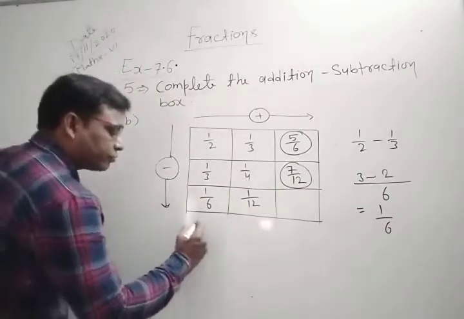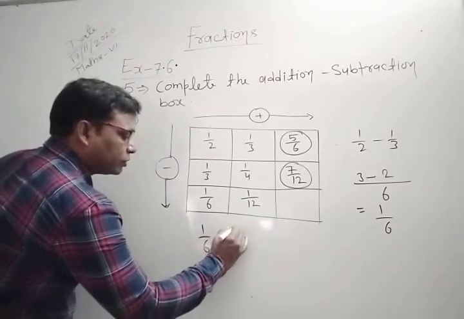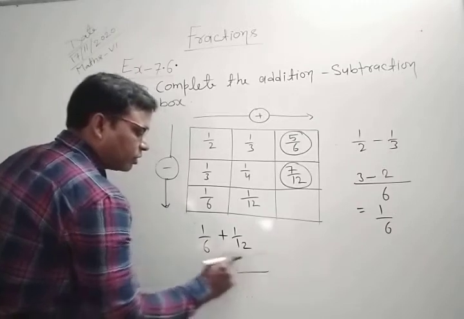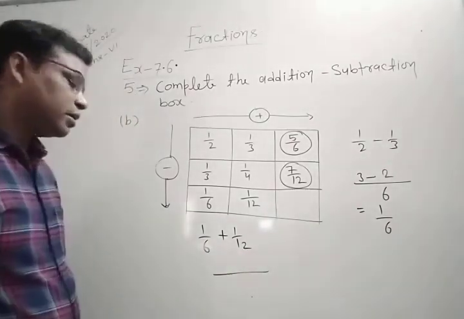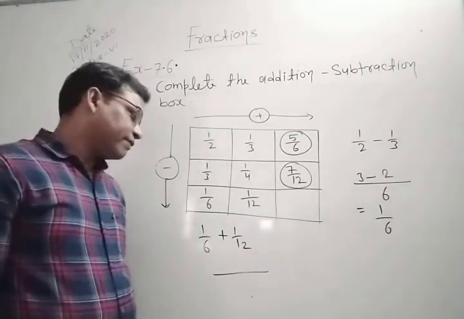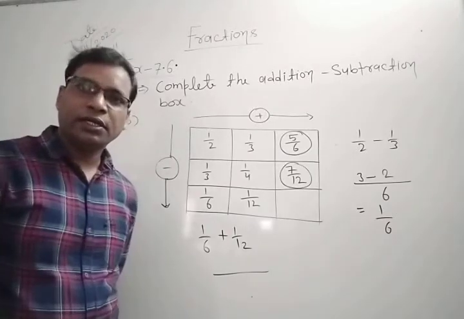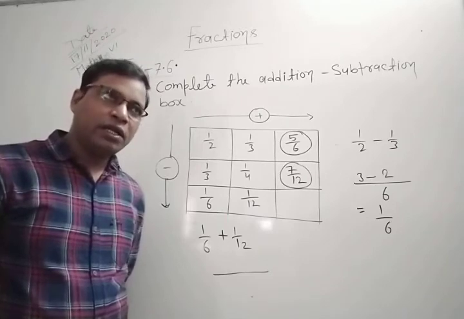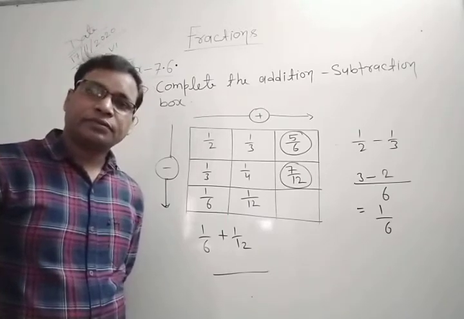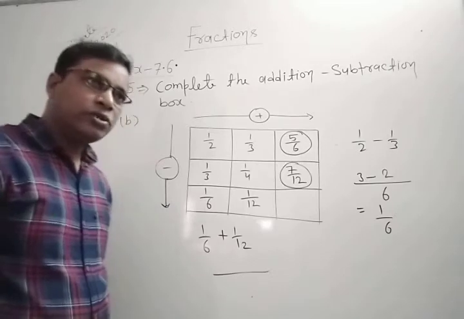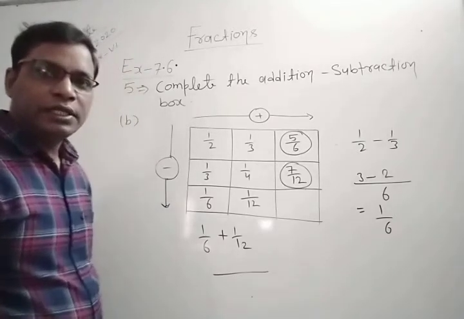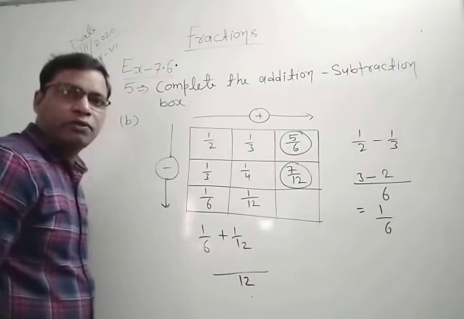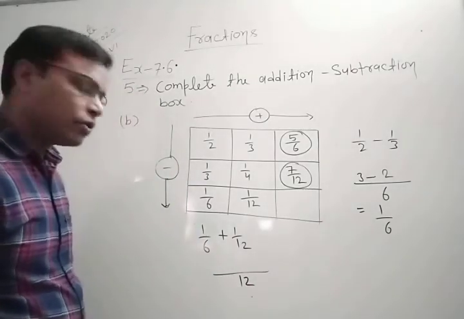Okay, so let's see. 1/6 plus 1/12 is equal to what? You can see 12 is a multiple of 6. Both fractions are unlike fractions because their denominators are different: the denominators are 6 and 12. 12 is a multiple of 6, so the LCM of 6 and 12 is equal to what? It is equal to 12.